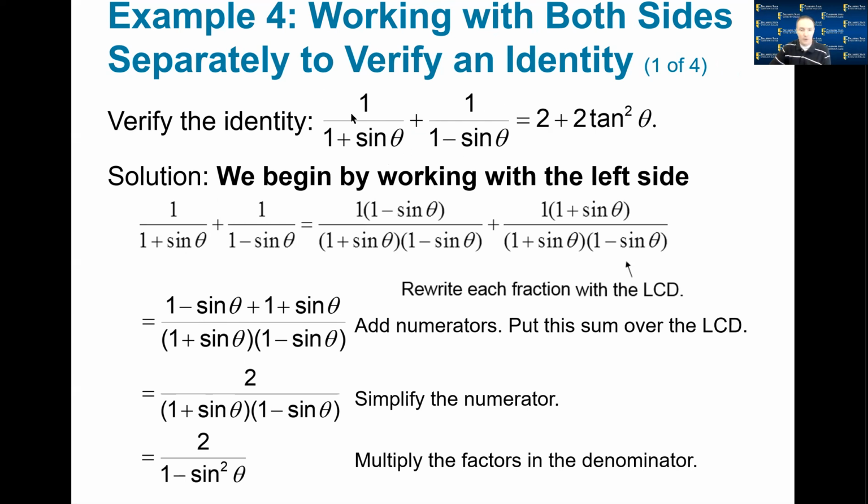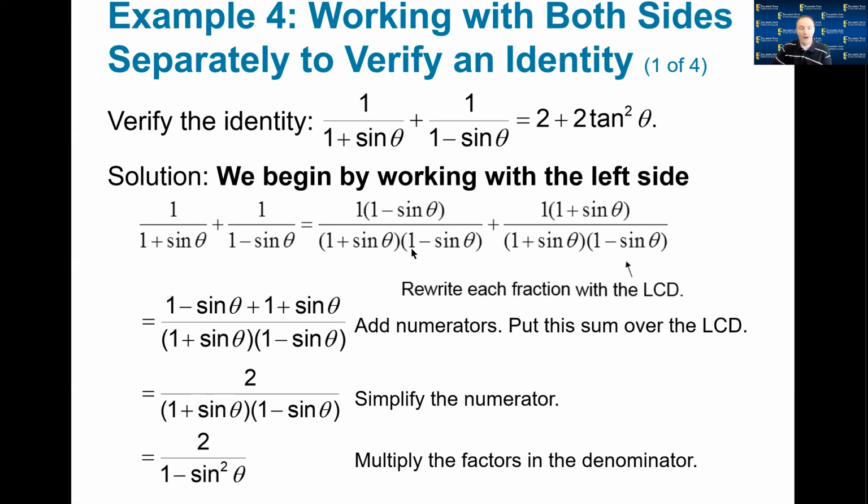And as soon as I work with that left-hand side, I'm thinking, well, yet again, I'm going to try to get a common denominator there, so I can add these two fractions together. So I take my two fractions. The first fraction is going to get multiplied by 1 minus sine over 1 minus sine. My second fraction already had the 1 minus sine in the denominator. It needs to get multiplied by 1 plus sine over 1 plus sine.